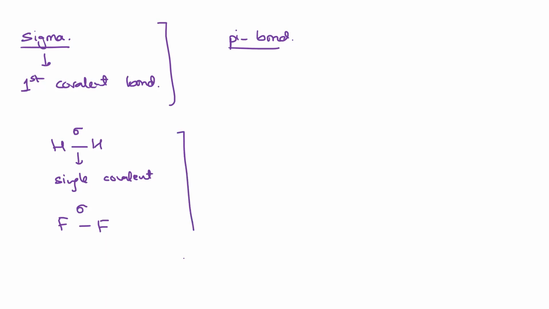If we are discussing, let's say, an oxygen to oxygen bond, so there are two bonds, right? So one of these has to be sigma, one of these has to be pi. If we are discussing carbon to carbon double bonds, one of the bonds has to be sigma, one of the bonds has to be pi. They cannot both be sigma, they cannot both be pi.